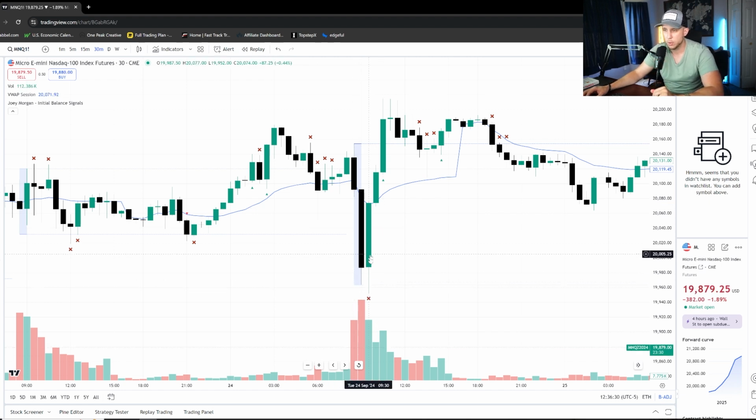We fail. We break below the initial balance low, but then the 30-minute candle closes back within, indicating a failed auction. Look what happens. We rip straight back up, extending the range above the initial balance high. Now, this may look like it ran without you on the 30-minute time frame, right?